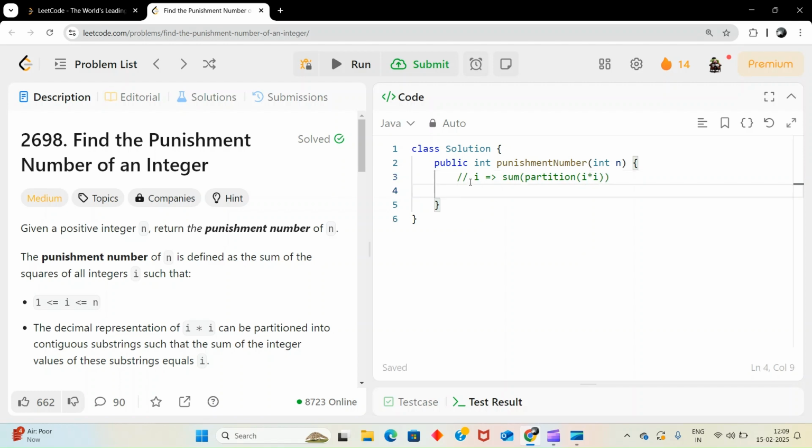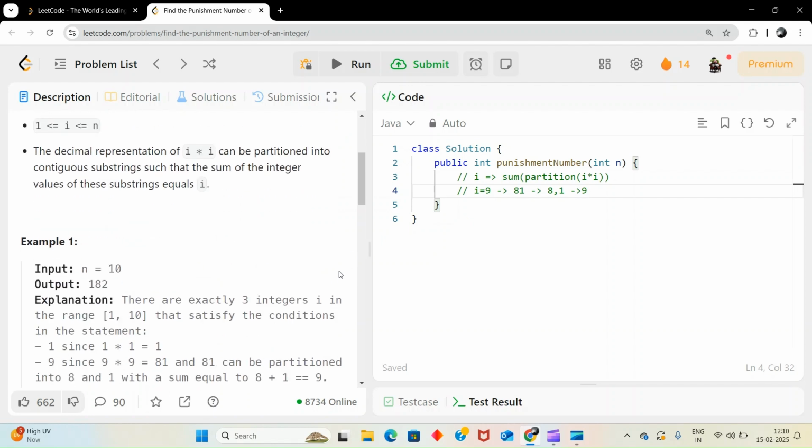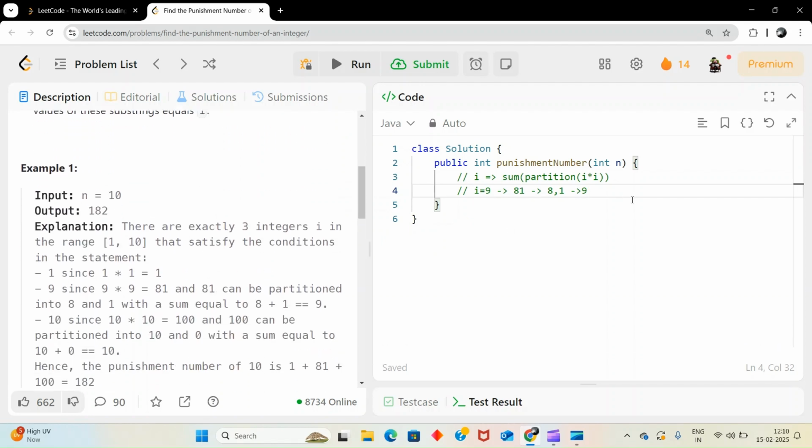So for example, if my I is 9, the square of 9 is 81, and if I do the partition 8 and 1, the sum is 9. So I is equal to the sum of the partitions of its square. Whatever numbers we get from 1 to n that satisfy this, we have to add their squares into the punishment number and return it. Let's see the example where n is equal to 10. We have to go from 1 to 10.